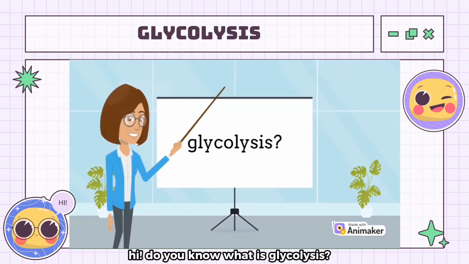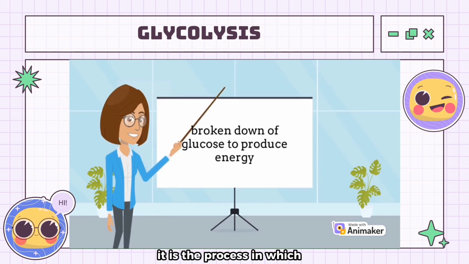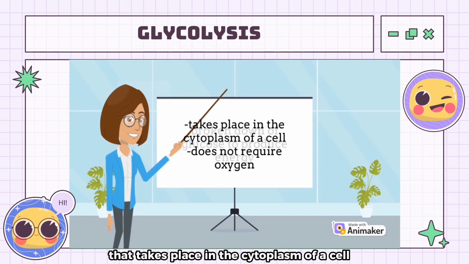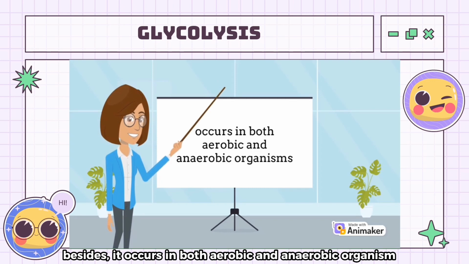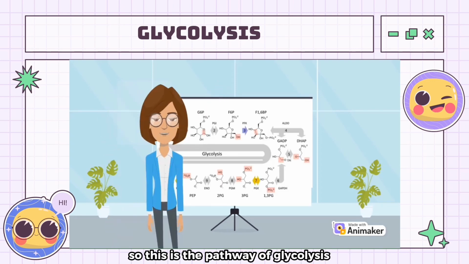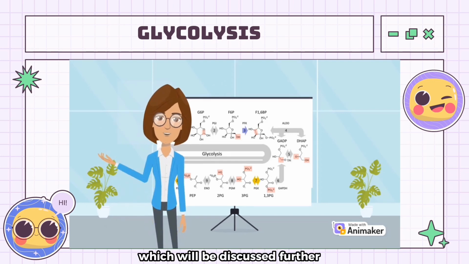Do you know what is glycolysis? It is the process in which glucose is broken down to produce energy that takes place in the cytoplasm of a cell and does not require oxygen. Besides, it occurs in both aerobic and anaerobic organisms. So, this is the pathway of glycolysis. There are 10 stages which will be discussed further.